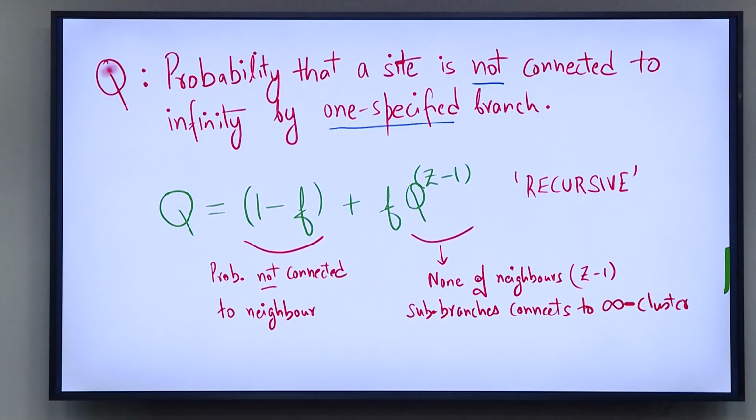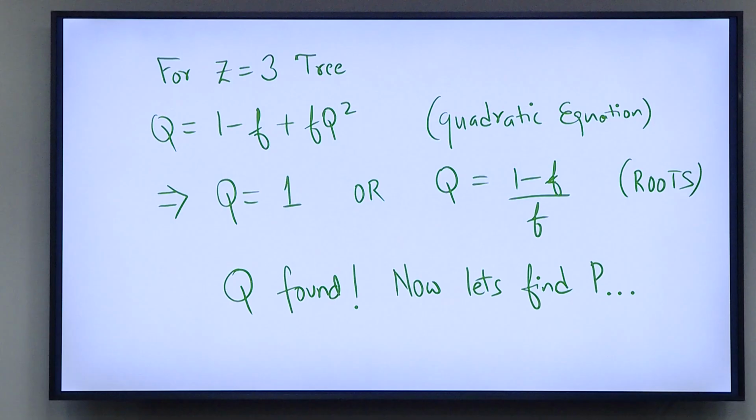Then this results in a recursive relation which can be solved, because q is on the left side, q is on the right side. That means we can find this quantity q. And let's take z equal to 3 because it's easy to solve in the class, and that gives us a quadratic equation which has the following roots. q is 1 and q is (1 minus f) by f. So we have found some quantity q, but that's not the quantity of interest. It's just for the moment we have found it because we are interested to find p.